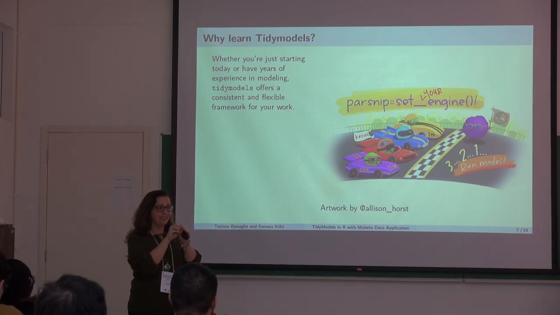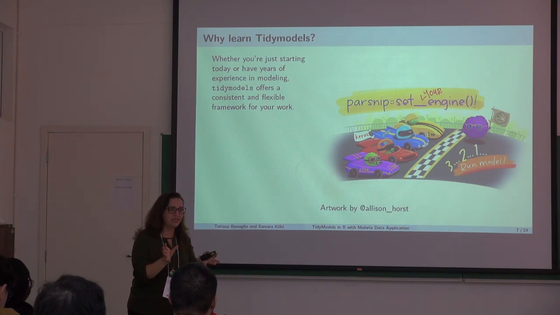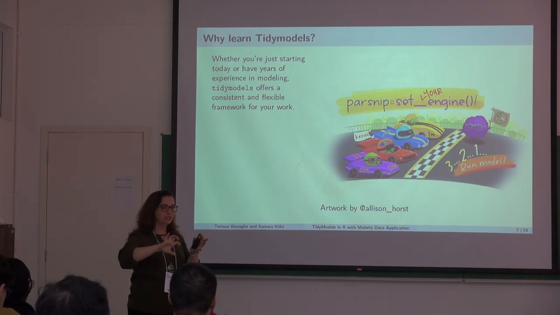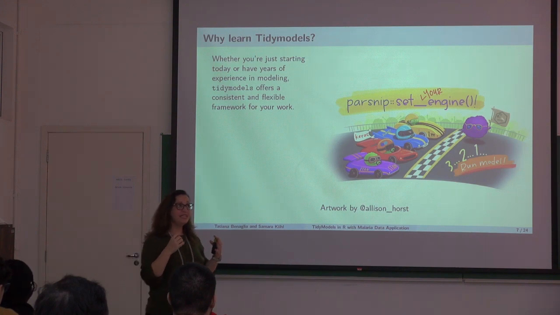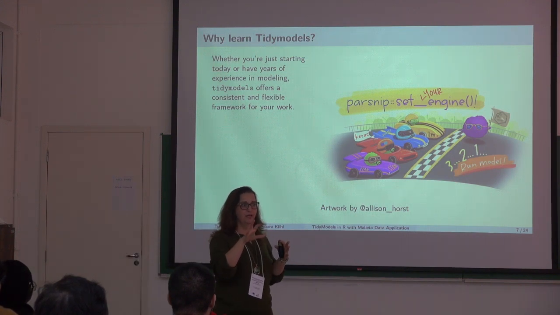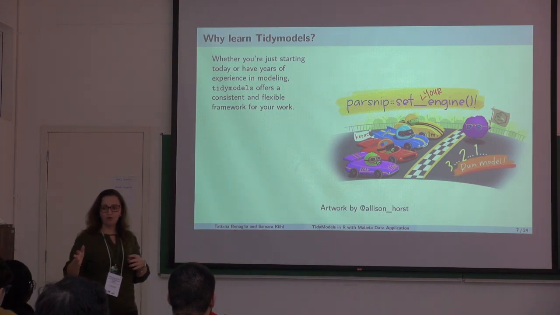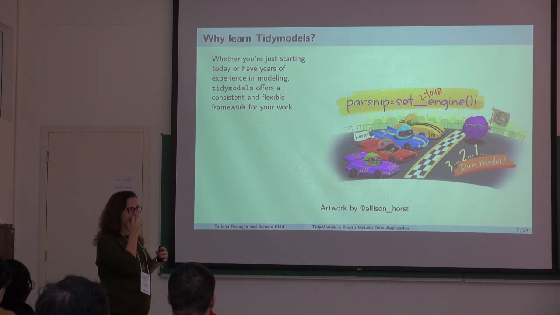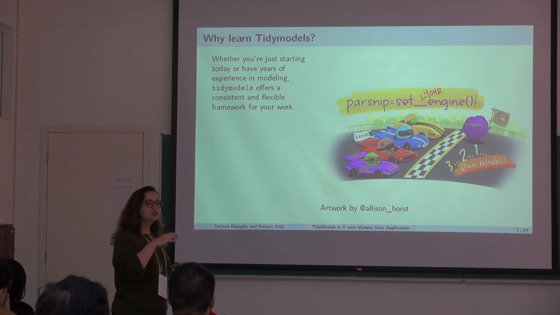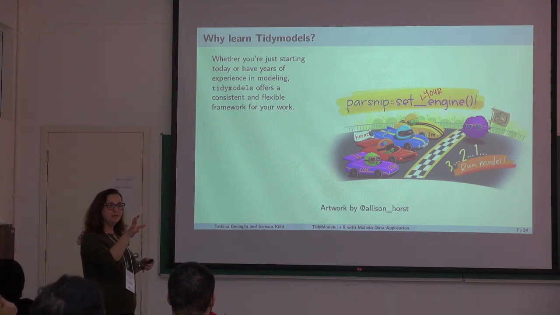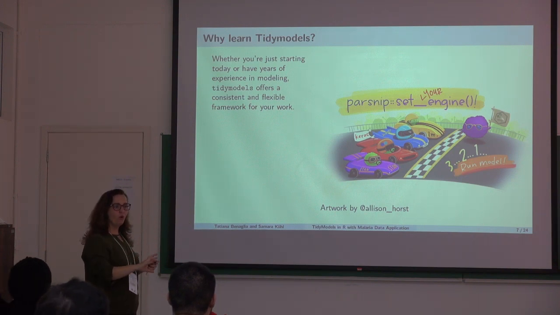So the idea here is to show you the structure of a tidy model and its components, and then how you can change from one model to another. The idea is to be very intuitive. If I want to fit a random forest or a classification tree, it's basically the same code. You only change a few things.